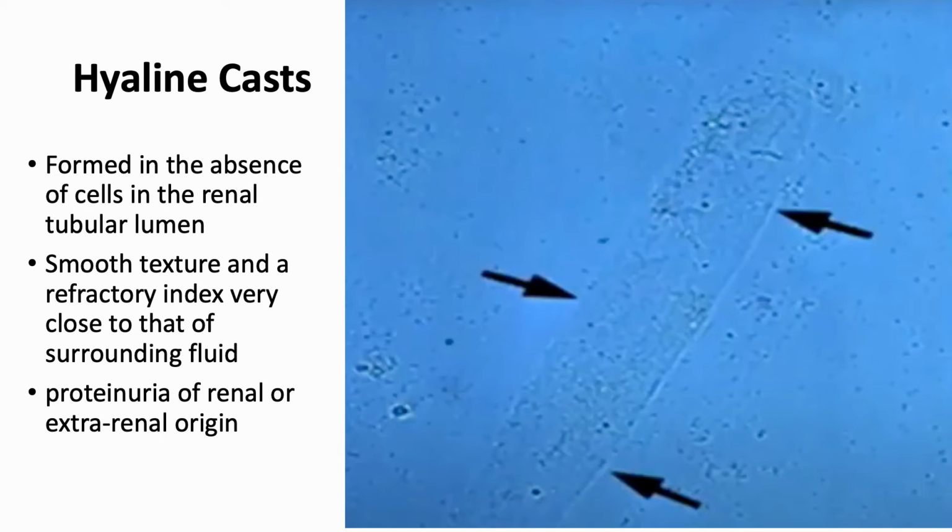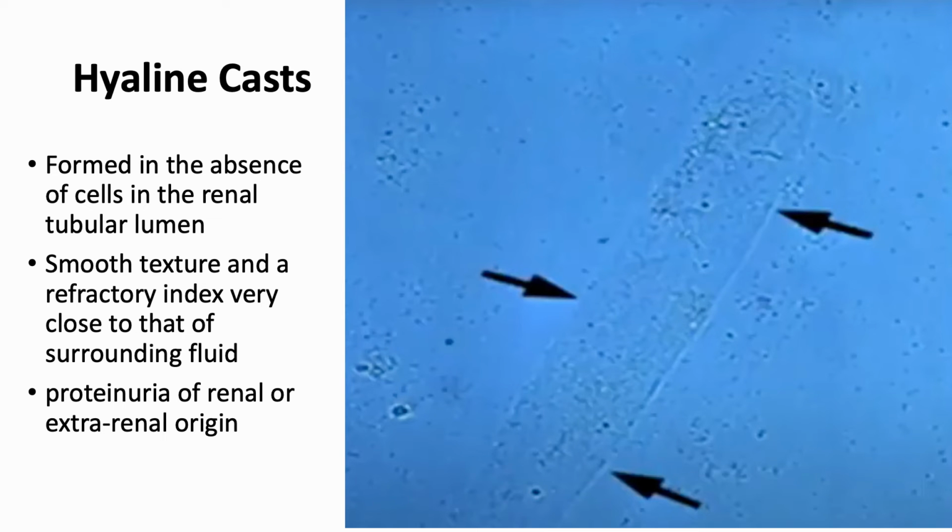So hyaline casts are the most frequently seen casts in the urinary sediment, and consist almost entirely of Tamm-Horsfall protein. They are formed in the absence of cells in the renal tubular lumen. They have a smooth texture and a very low refractive index, similar to that of the surrounding fluid. So they have a barely visible outline and can blend into the background. Hence, increasing the background contrast would enhance their visibility.